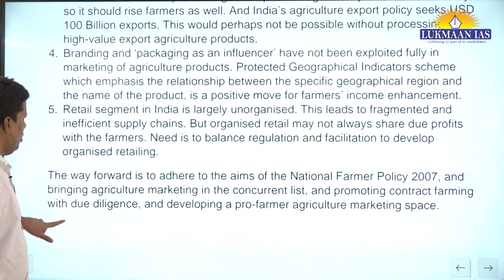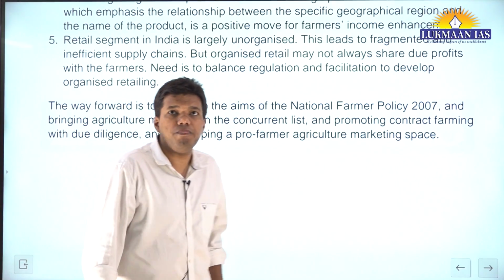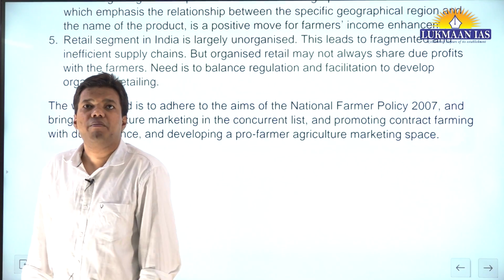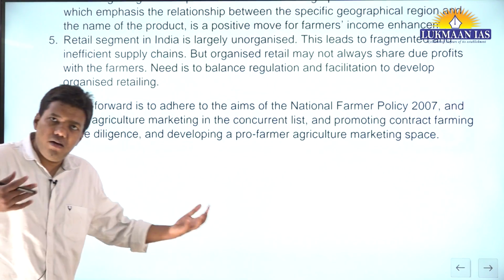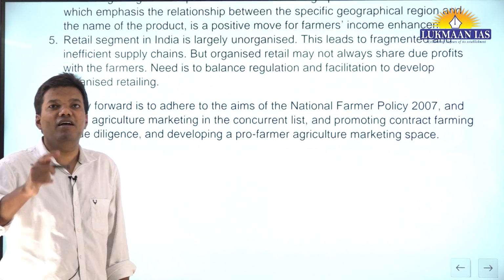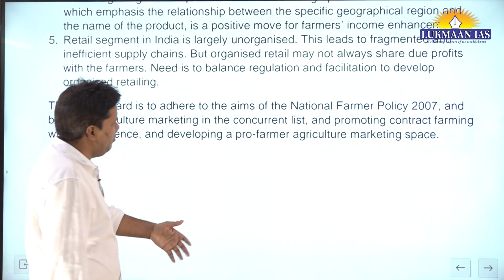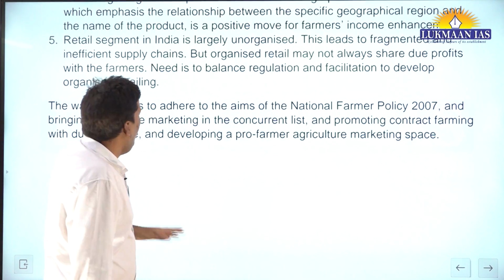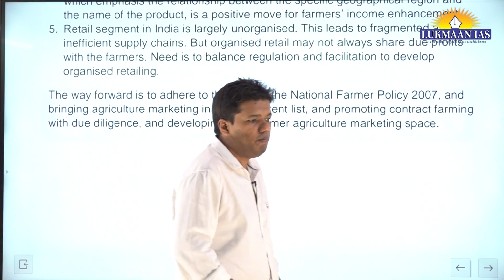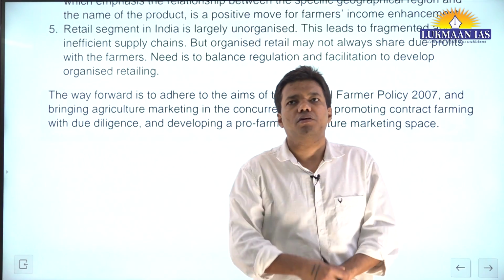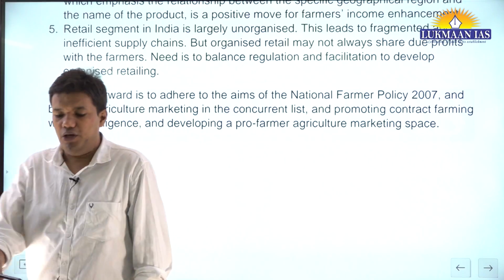The way forward is to adhere to the aims of the National Farmers Policy and bring agriculture marketing into the concurrent list. Right? It's in the state list, but when you bring it into the concurrent list, then both states and the union can play a role. And again, promote contract farming with due diligence. And then you have to develop pro-farmer marketing space.